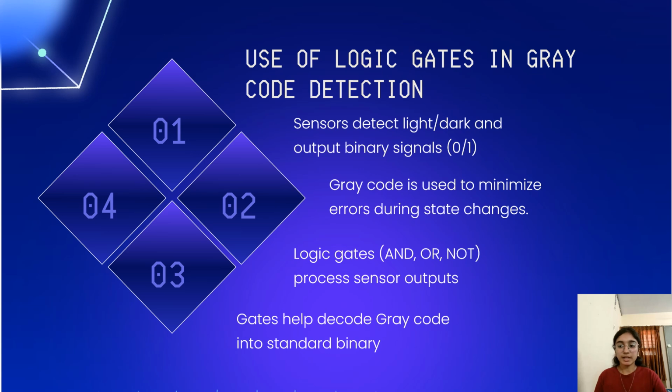Logic gates like AND, OR, and NOT are used to combine and clean up these signals. The logic gates help convert Gray code into standard binary or make decisions based on sensor output.